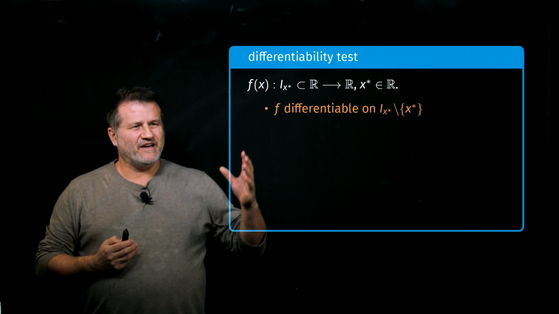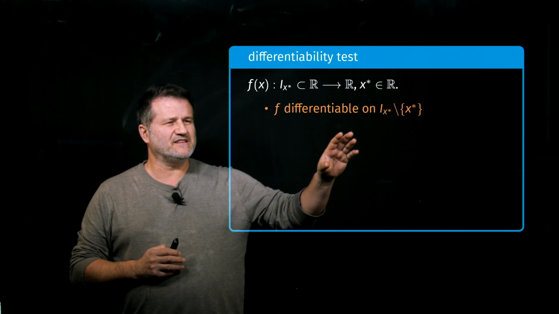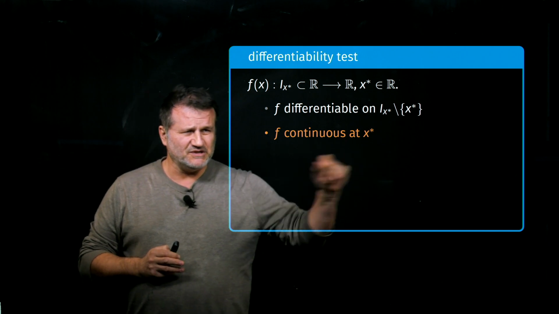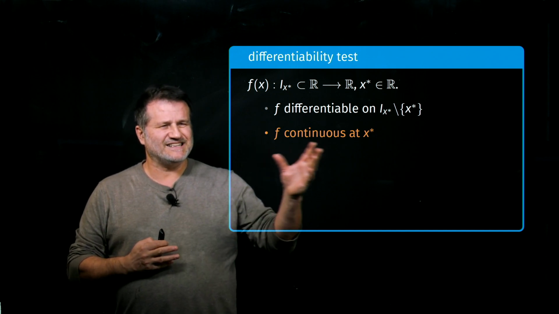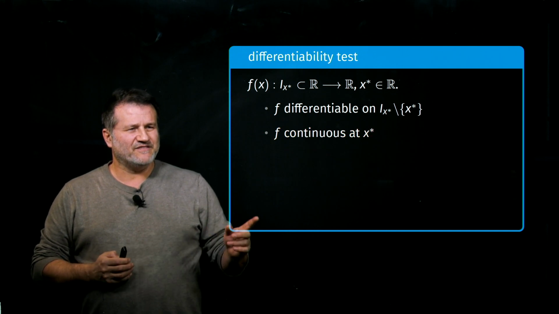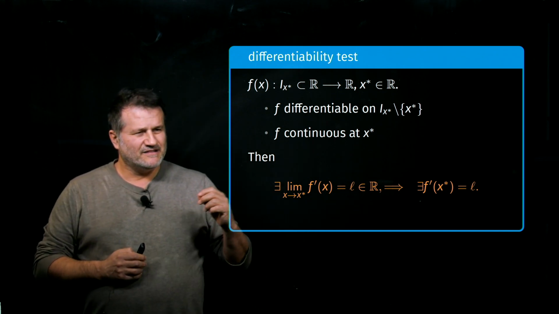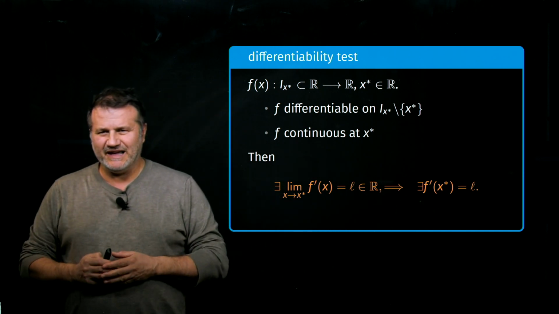A consequence of L'Hopital's rule is a popular differentiability test. It states that if we have a function f which is differentiable in a neighborhood of a certain point x star, where we want to check differentiability, so we don't know yet if f is differentiable at point x star, but we know that at least f is continuous at point x star. We remind that continuity is weaker than differentiability, so it's a necessary but not sufficient condition to be differentiable. Then, if the limit of the derivative exists and is equal to a finite value L, the function f is differentiable at point x star, and the derivative equals just this number L.